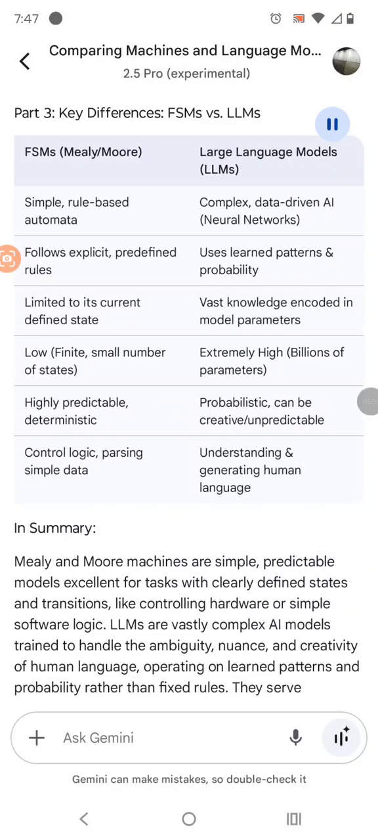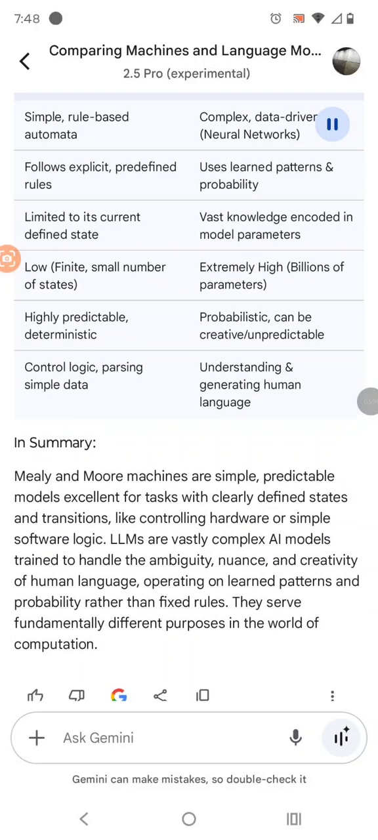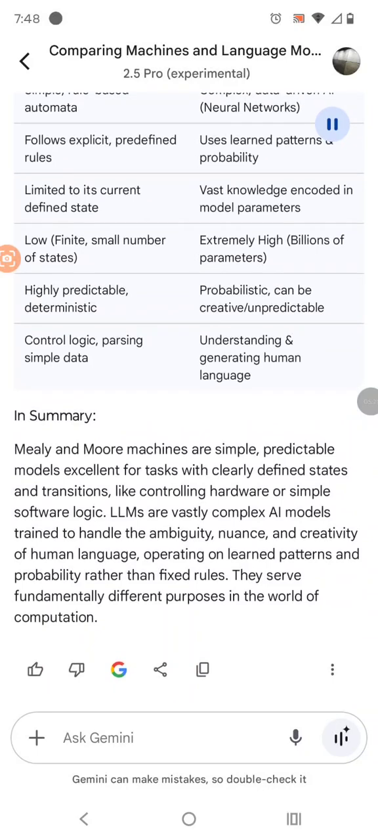In summary, Mealy and Moore machines are simple, predictable models excellent for tasks with clearly defined states and transitions, like controlling hardware or simple software logic. LLMs are vastly complex AI models, trained to handle the ambiguity, nuance, and creativity of human language, operating on learned patterns and probability rather than fixed rules. They serve fundamentally different purposes in the world of computation.